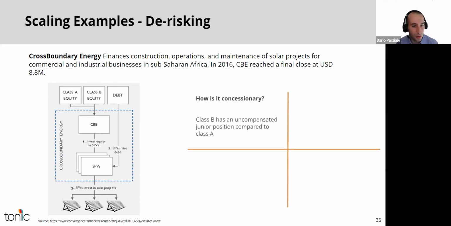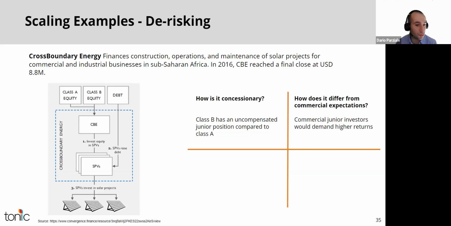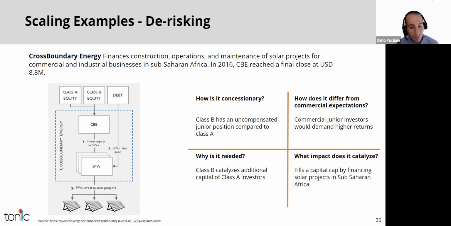So this is concessionary because Class B has an undercompensated junior position compared to Class A. And it differs from commercial capital expectations because commercial investors would have demanded higher returns if they were in the junior position. It is needed because Class B investors can catalyze additional capital from Class A investors, and the impact is to fill a capital gap by financing solar projects in sub-Saharan Africa.